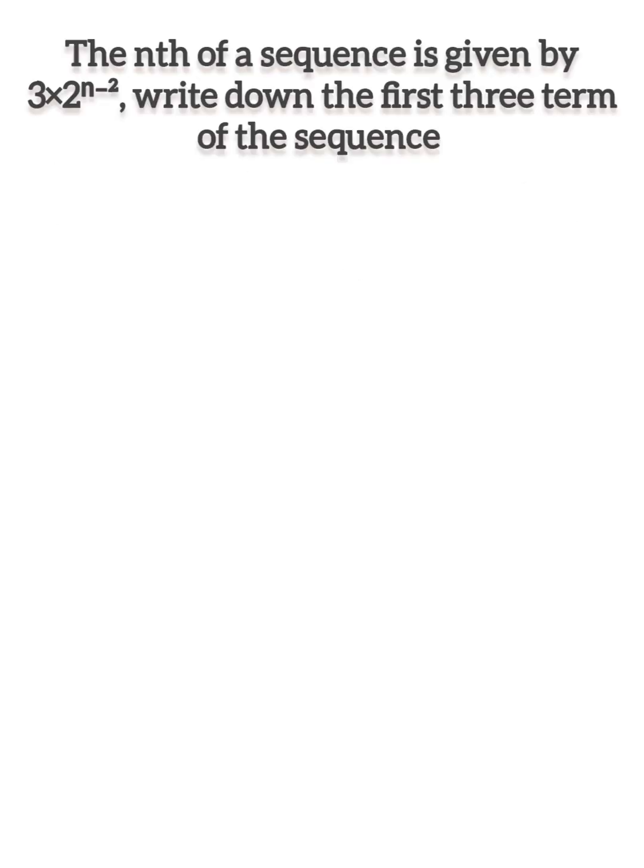Now let's consider some examples. Example 1. The nth term of a sequence is given by 3 times 2 raised to the power n minus 2. Write down the first 3 terms of the sequence. So in this sequence, we have to write down the first 3 terms. Recall that Un is equal to 3 times 2 raised to the power n minus 2. Now we're looking for U1, U2, and U3, which are the first 3 terms.